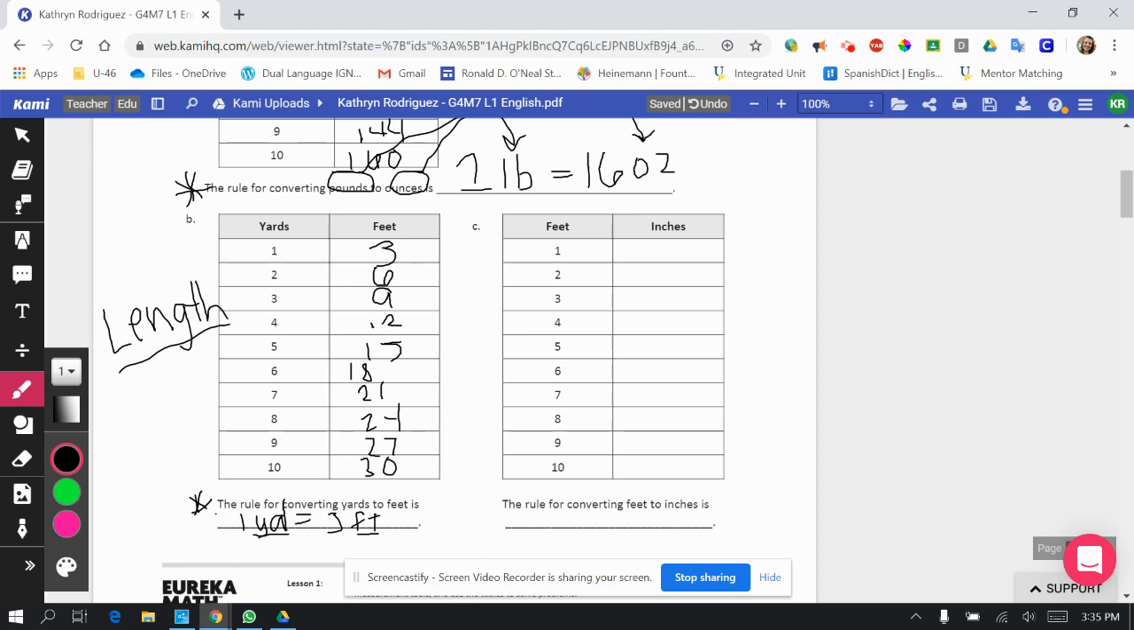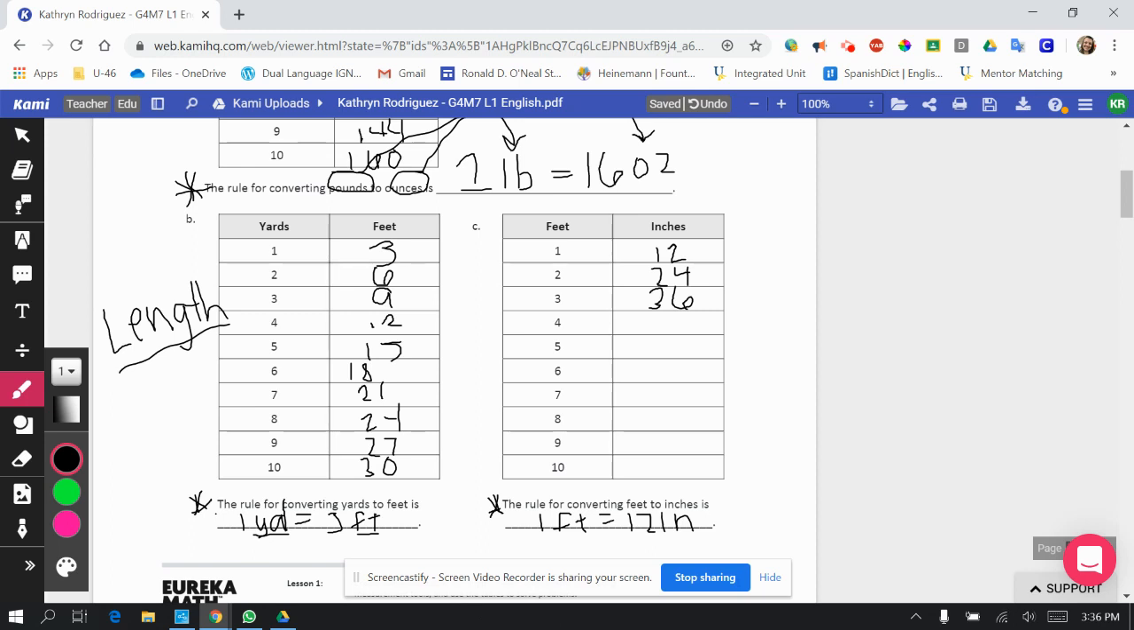Feet to inches. Here we have 1 foot equals 12 inches. Hopefully that sounds familiar from working with a ruler. So down here, going to take a moment to write the rule for converting feet to inches. 1 foot equals 12 inches. So here we go. 1 foot times 12 equals 12 inches. 2 feet times 12 equals 24 inches. 3 feet times 12 equals 36 inches, etc. Please take a moment, pause this video, come back in just a moment to check your answers.